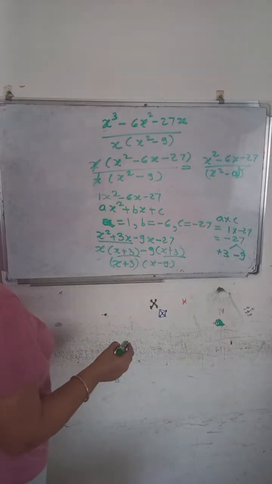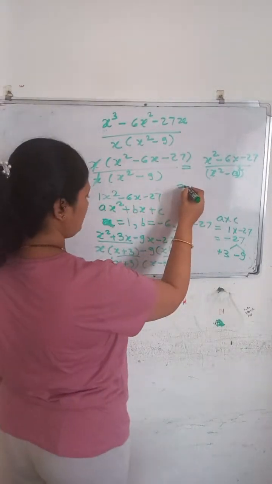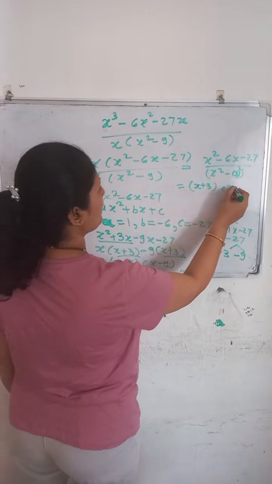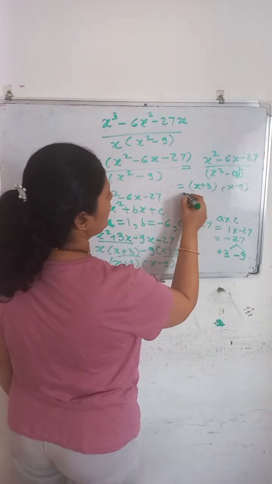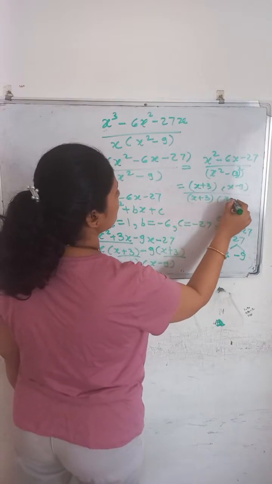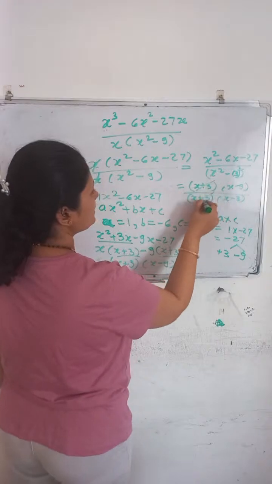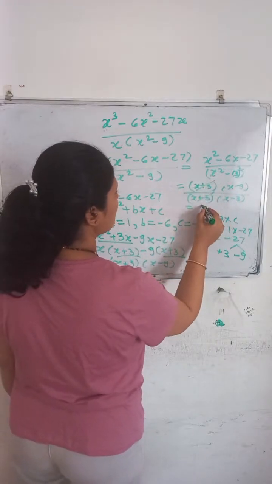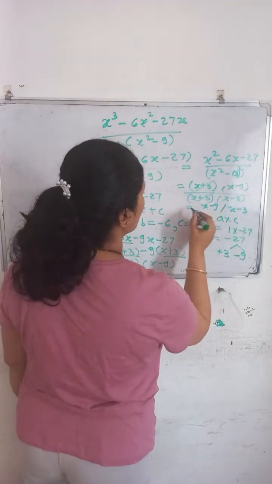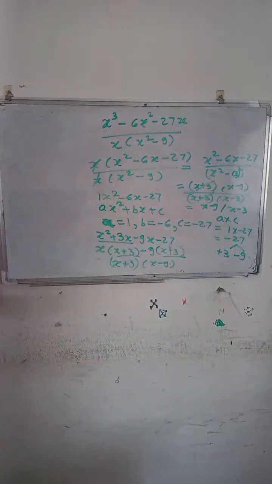Now once you get this, then you can write here x plus 3 and here x minus 9. And here you can use the identity x plus 3 and x minus 3. So this will get cancelled and you will get the answer x minus 9 upon x minus 3. This is the answer. Are you getting this?